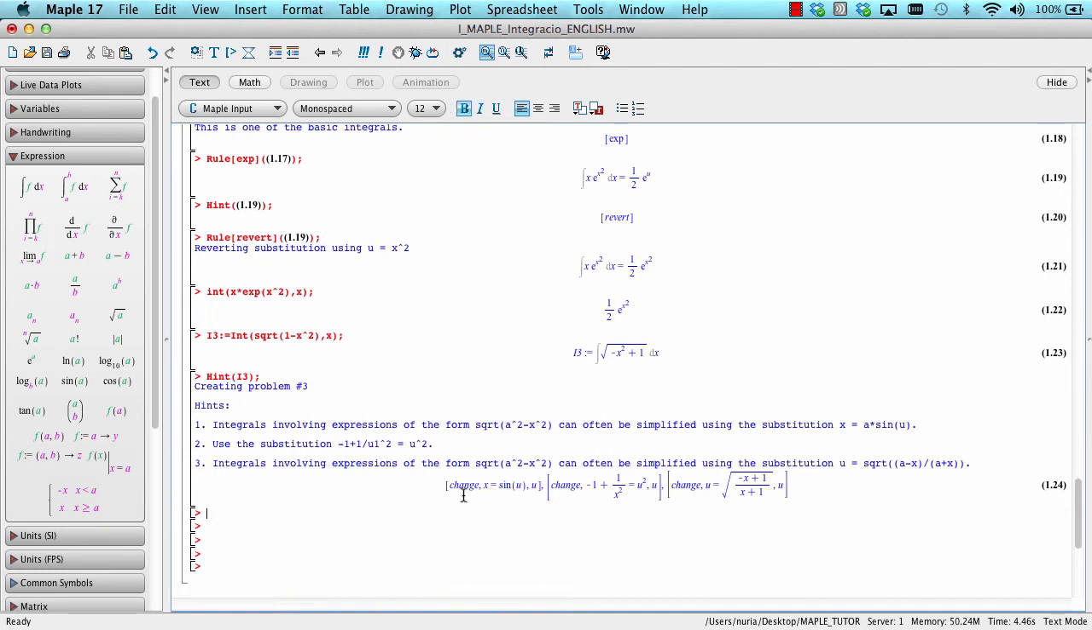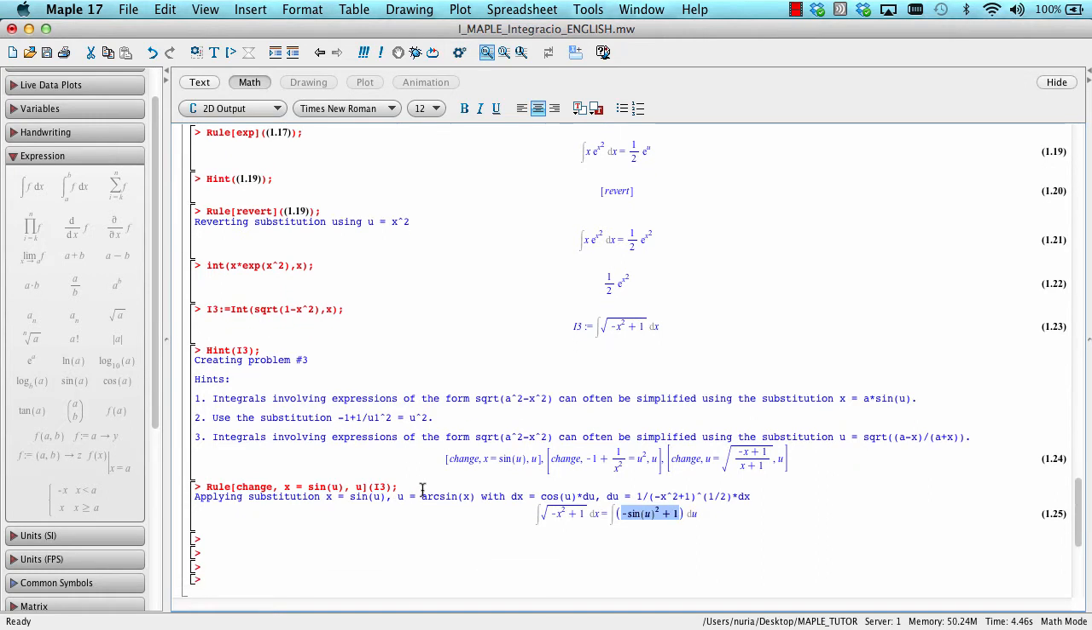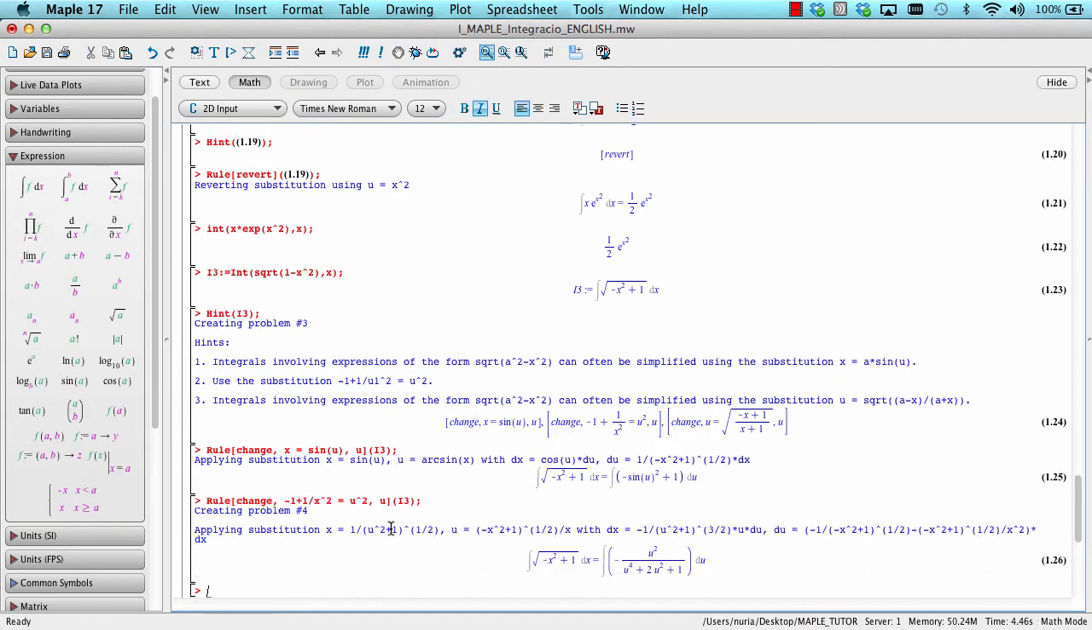So in this case, you can try all the options and see which one looks best for you. For instance, if we apply the change x equals sine of u, we should then integrate an integral of sine of u to the power 2, which is not quite easy. Let's see what happens if we apply the second change. So when we have this, we apply it. In this case, after the change, you should know how to integrate a quotient of polynomials.